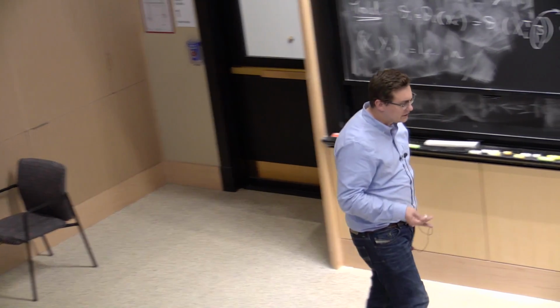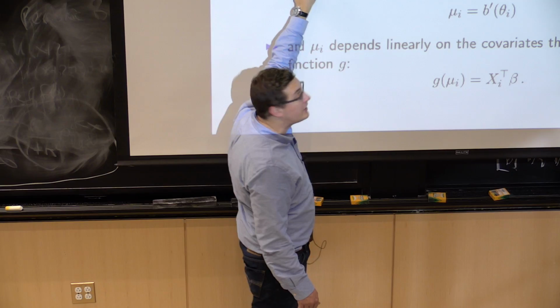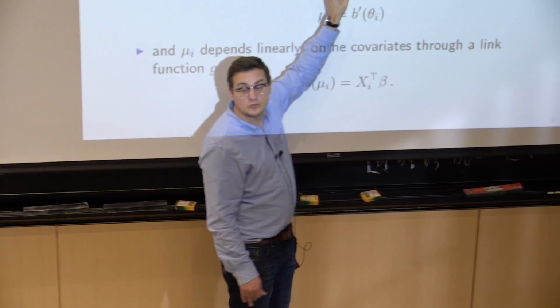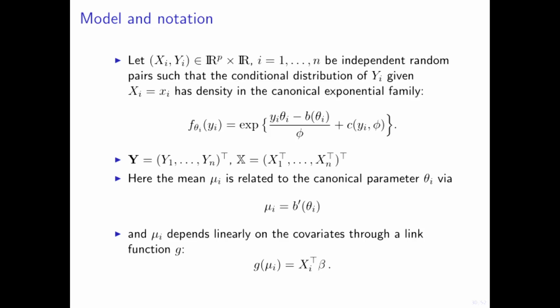But as usual in the linear regression model, we're going to collect all our observations yi. So here I'm going to assume that they're real valued, and that my xi's take values in R^p, just like in the regression model. And I'm going to collect all my yi's into one big vector y in R^n, and all my x's into one big matrix in R^(n times p). Okay, just like for the linear regression model.